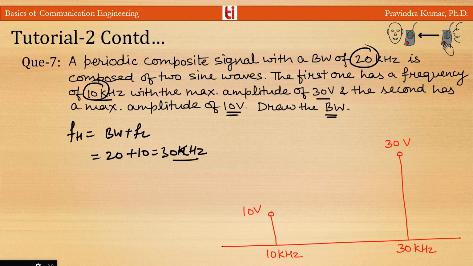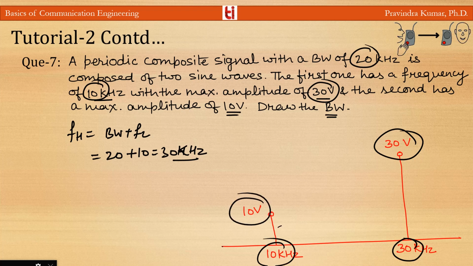So we can sketch the spectrum here. This is 30 kilohertz, and this 30 kilohertz component has the amplitude of 30 volt, and at 10 kilohertz it has amplitude of 10 volt, and this is the bandwidth, 20 kilohertz.